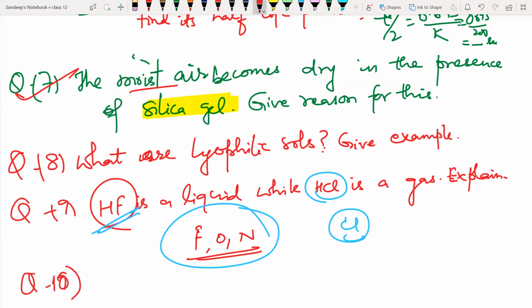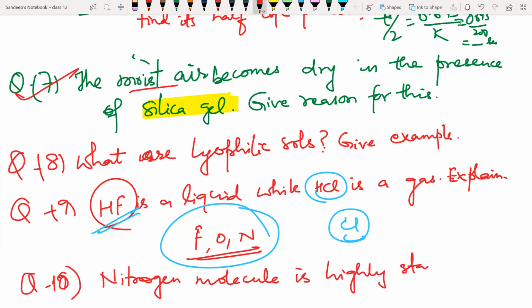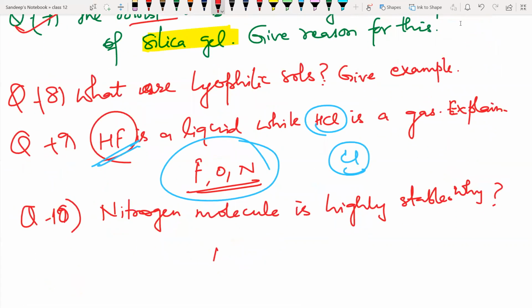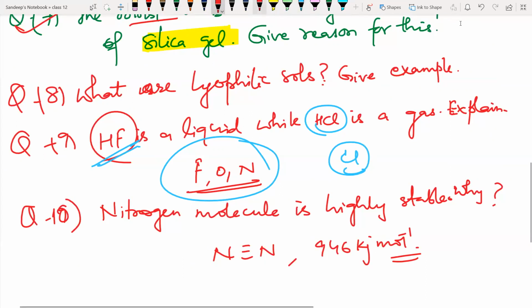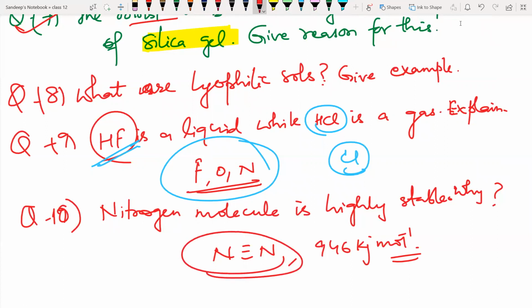Question number 10 is, nitrogen molecule is highly stable. Why is the nitrogen molecule highly stable? Because of triple bond, p-pi multiple bond. This was also asked in IIT. Because of triple bond, high bond energy. The energy is 946. So nitrogen has triple bond and bond energy 946 kilojoule per mole, which is highest for a diatomic molecule. This makes nitrogen very inert.